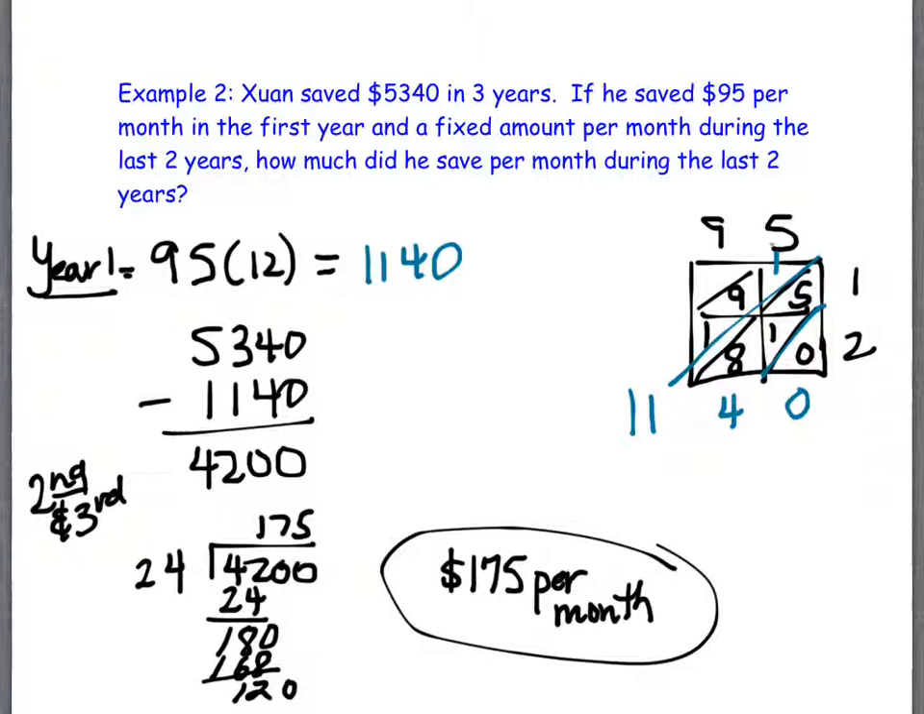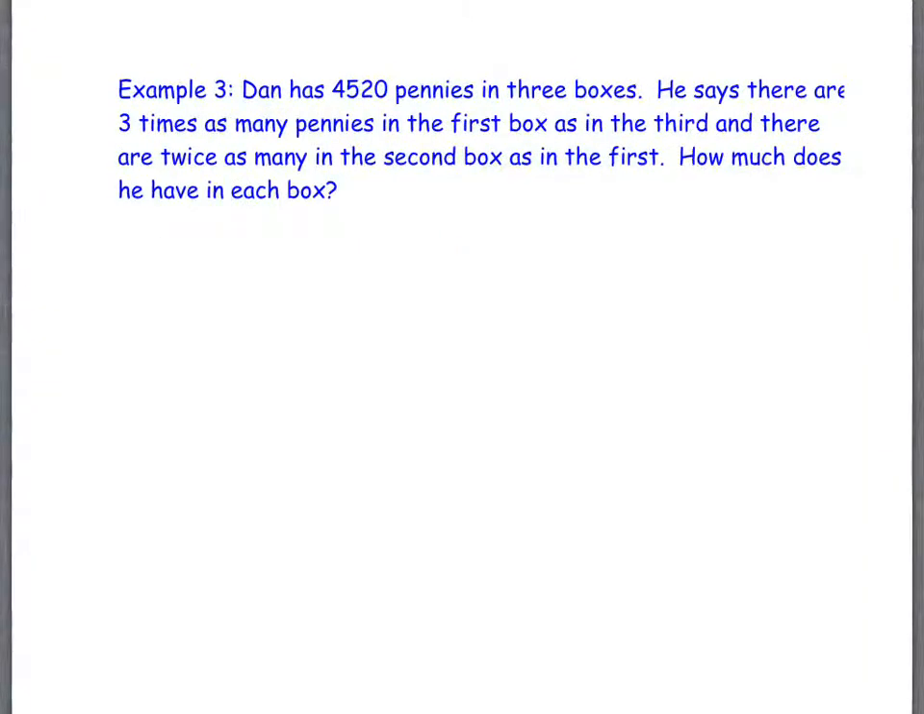Is that good? Okay, let's try another one. Dan, I can pronounce his name. Dan has 4,520 pennies, and he's got them in 3 boxes. He says there are 3 times as many pennies in the first box as in the third, and there are twice as many in the second box as in the first. How many does he have in each box?